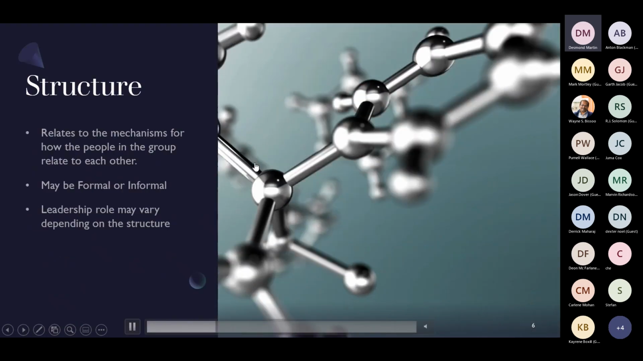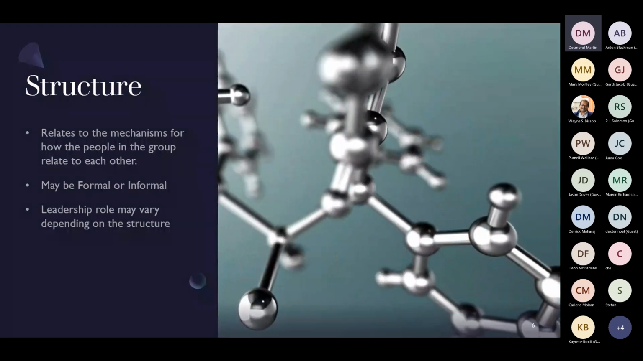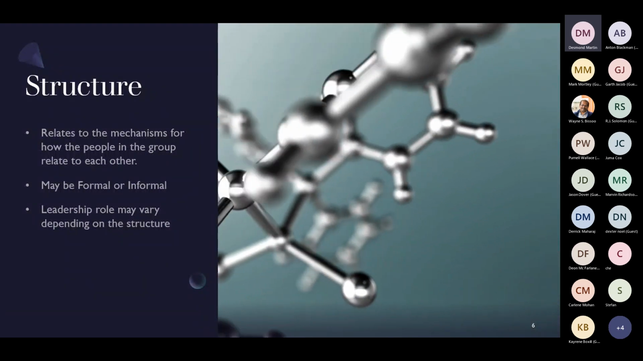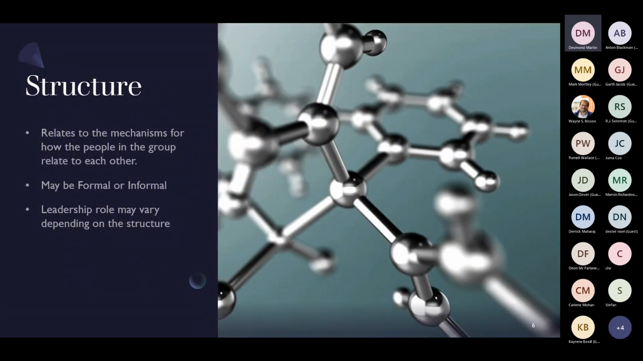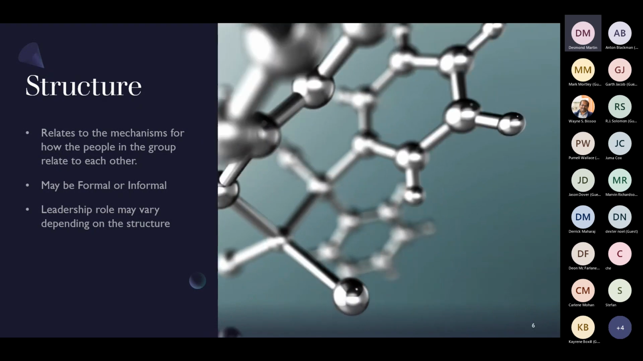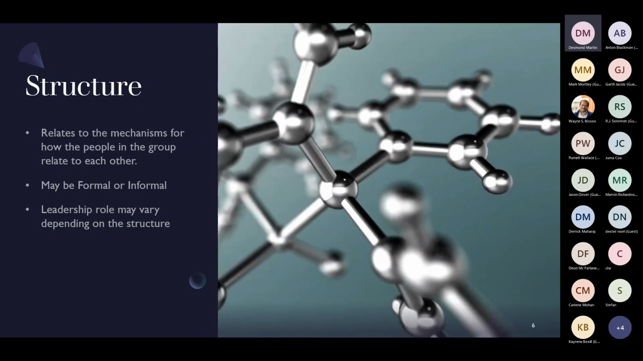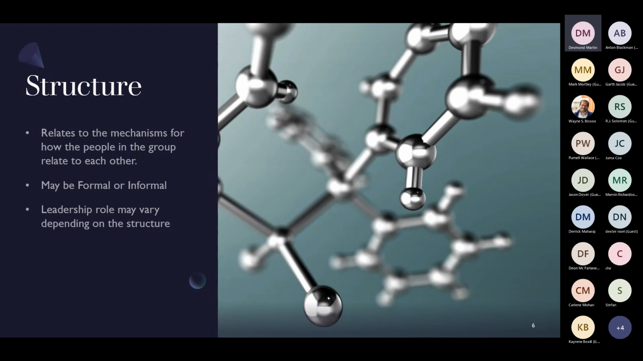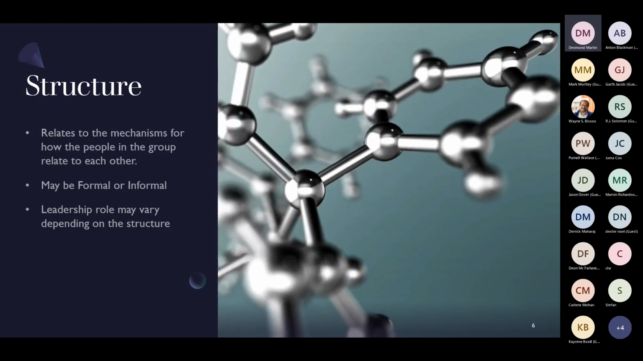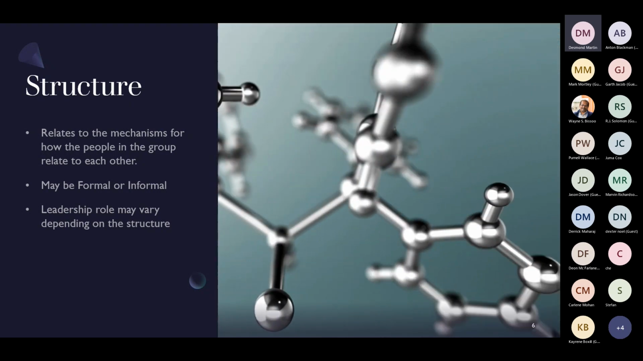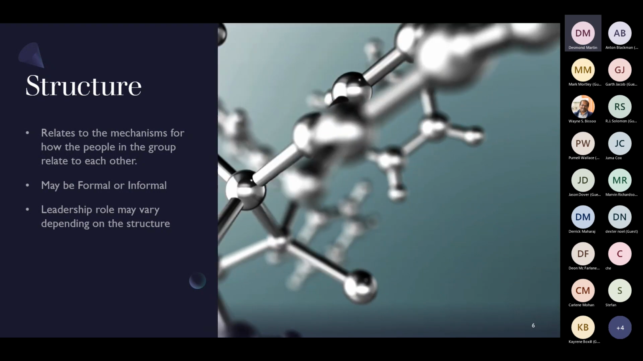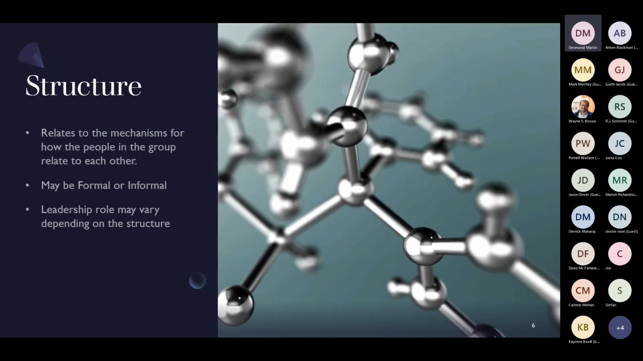Structure relates to the mechanisms for how the people in the group relate to each other. They may be formal or informal. Leadership role may vary depending on the structure. For example, some groups don't always have a leader, or some are highly structured with a leader.